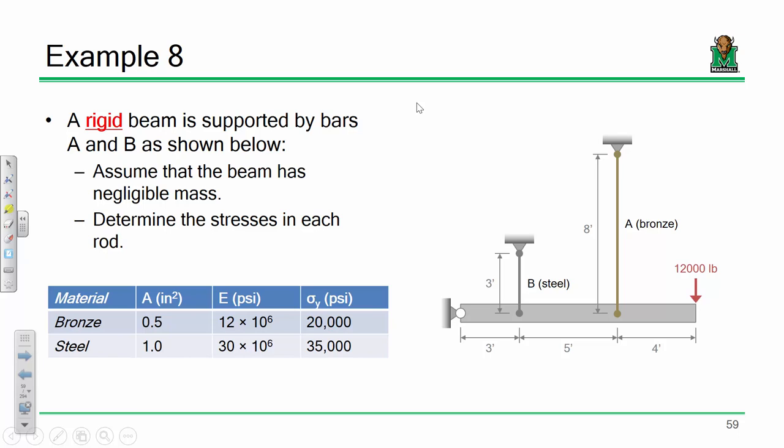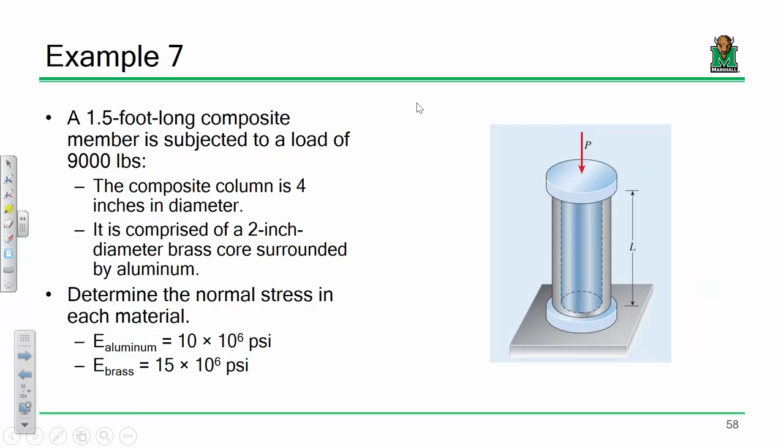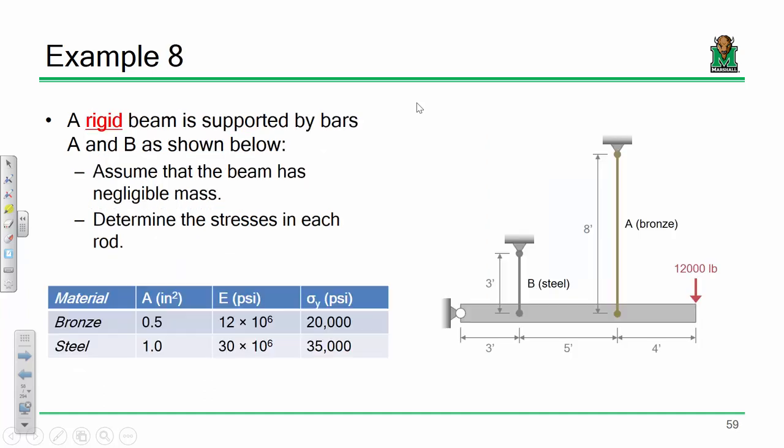For instance, if you go back to this example here, our compatibility relationship was really easy because we knew that the deflection in the aluminum equaled the deflection in the brass, right? That was simple, okay? That's not going to be the case here because if I have a rigid beam and I apply load, this is going to stretch some and this is going to stretch some, and they're not going to be the same, okay? So our compatibility relationship and our equilibrium is going to be a little different in how we handle that, okay?